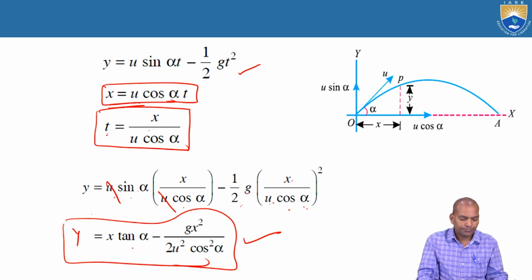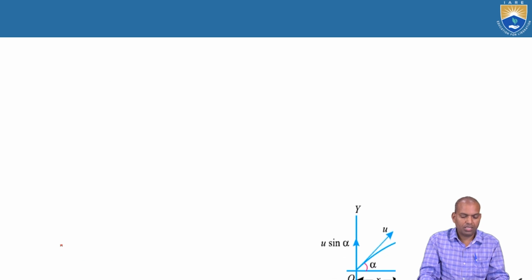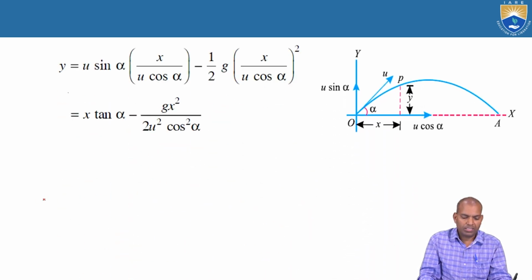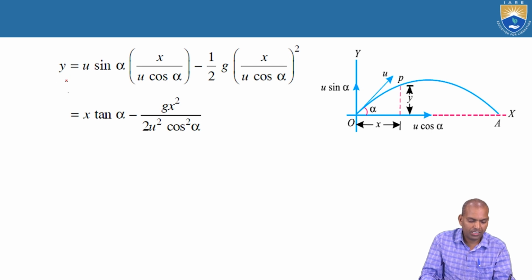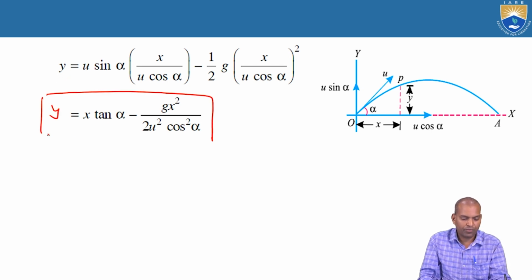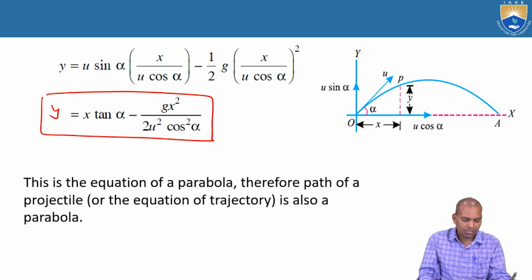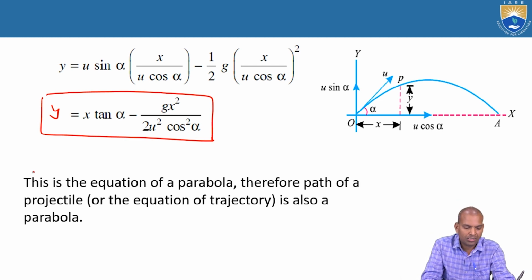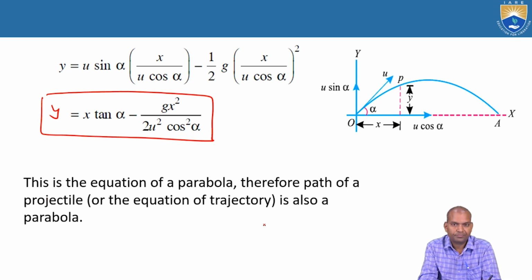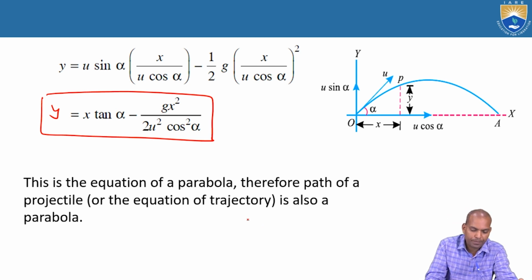Okay. Now, what is this equation known as? This equation, that is finally y equal to x tan alpha minus g x square by 2u square cos square alpha, is known as the equation of a parabola, or path of a projectile, or equation of trajectory. The shape of the path of the projectile is parabolic. That's why it is also known as the equation of a parabola. From this equation, we can calculate.